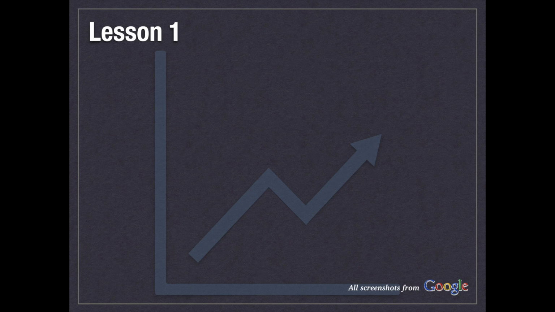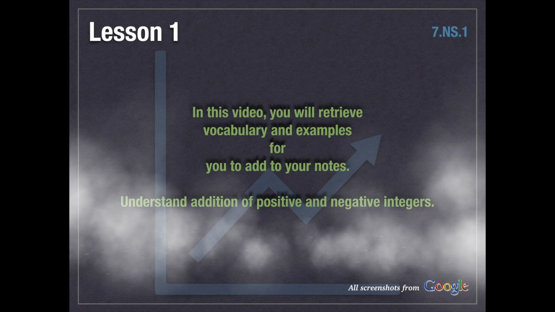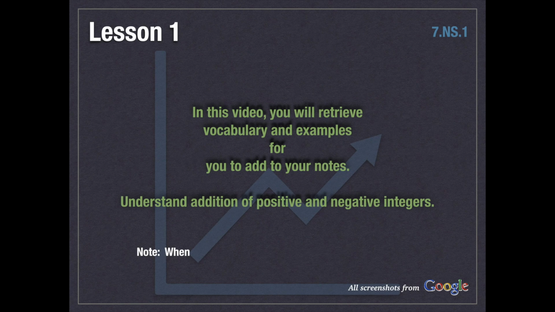Okay, so this is lesson 1. Our standard is written right up there. The number system. In this video, you will retrieve vocab and examples for you to add to your notes. Understanding addition of positive and negative integers. Now, when you see this pencil, you know you need to take notes. That's a page where you will need notes every time you see that pencil like that.